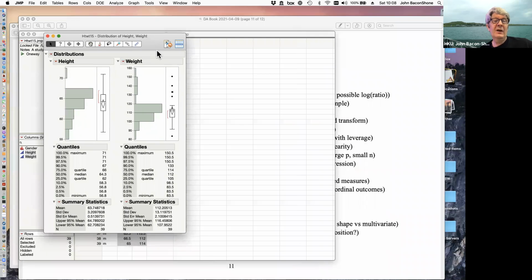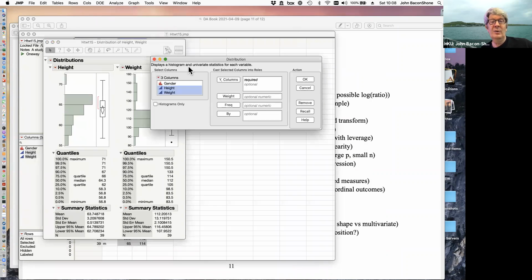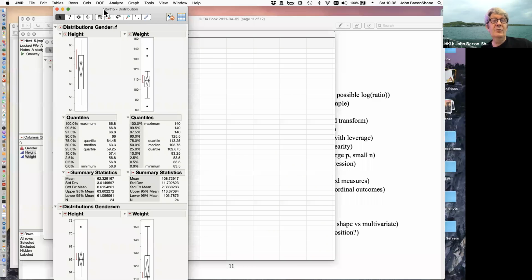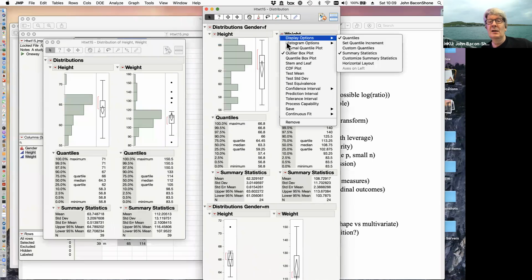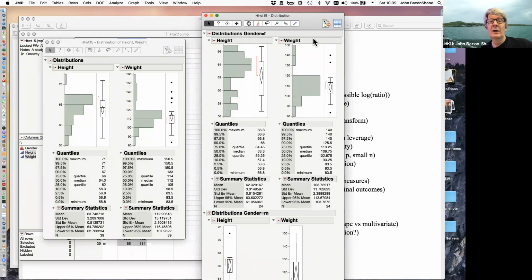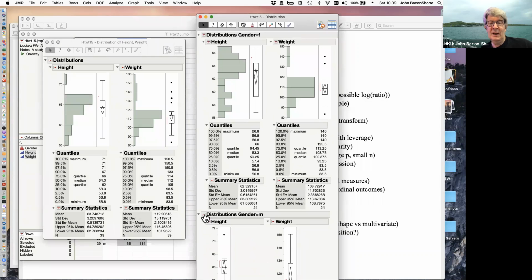Okay, anyway, this is the height and the weight. So this is all the 15-year-olds together. We can also ask JMP to show it to us classified by gender. So we can put gender in the by box here. This will now show us the distribution separately for gender equals female. And then down here below, I've got gender equals male.